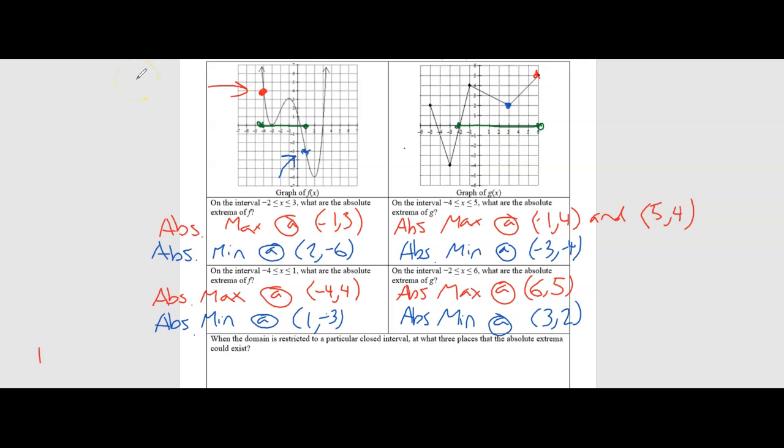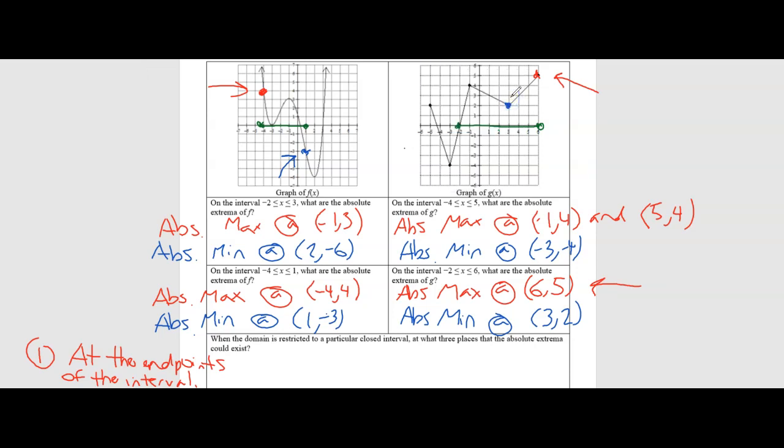Well, the first one is that they could occur at the endpoints of the interval. And a quick example would be this maximum up here, right? Our interval was -2 to 6, and our absolute maximum was 6, 5. So they could occur at the endpoints.